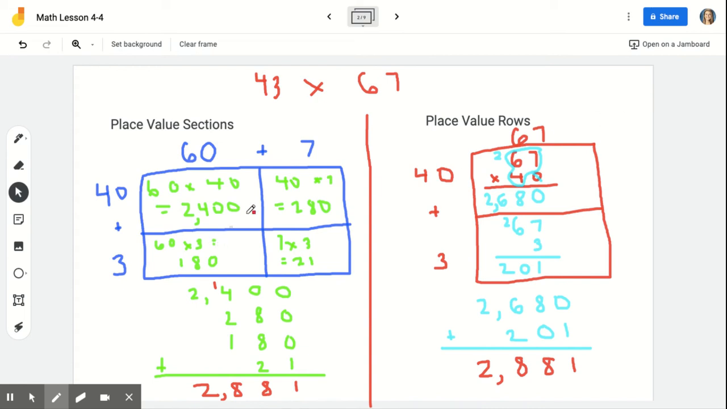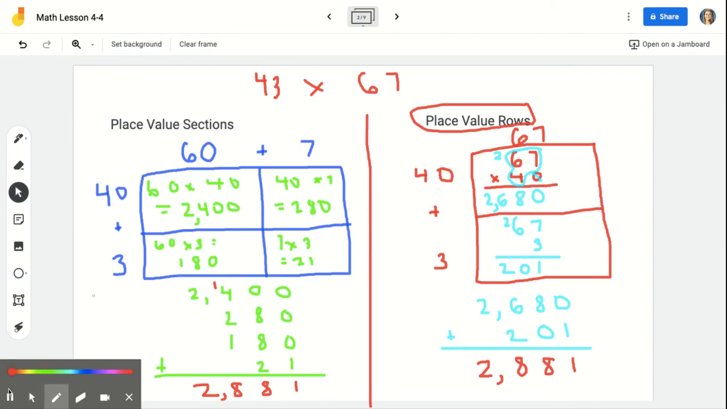Okay? There's pros and cons of which one you choose. The place value rows becomes a little more manageable, especially as we get into bigger numbers. For example, a 3-digit number times a 3-digit number, it would be more manageable. It's basically less steps or less partial products to be solving with, because these addition sentences get pretty long with the place value sections. All right, thank you for following along.